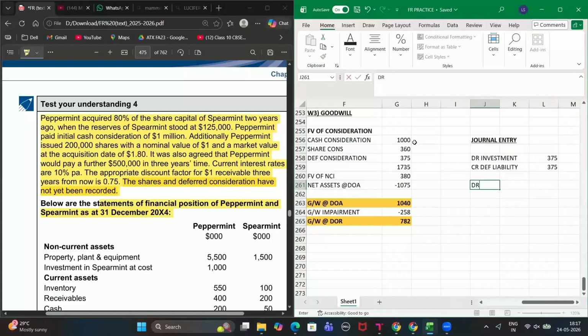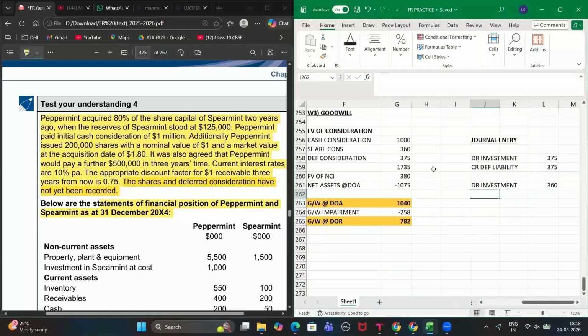So, debit what? Investment. What is the value of share consideration? 360. So what will be the increase in investment? 360. So to credit what?